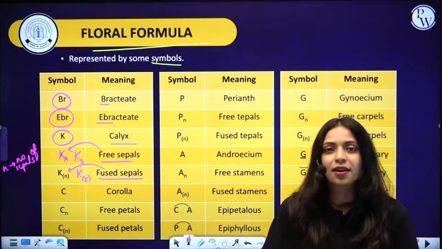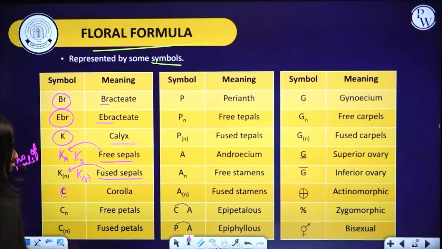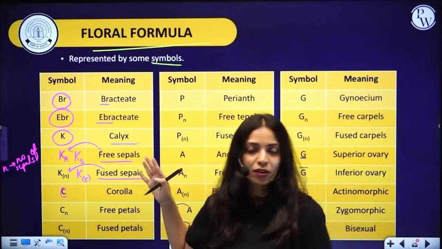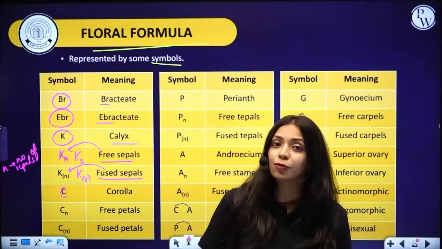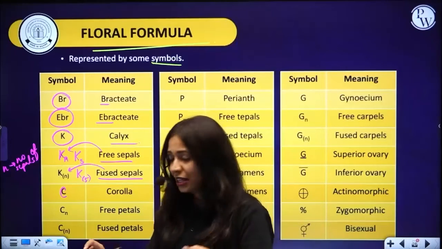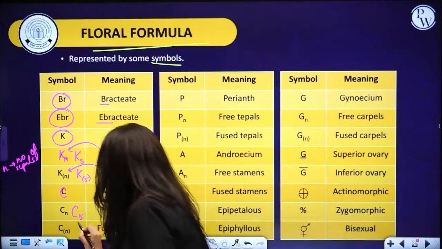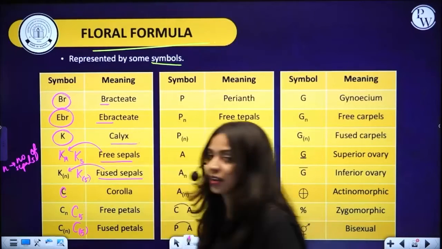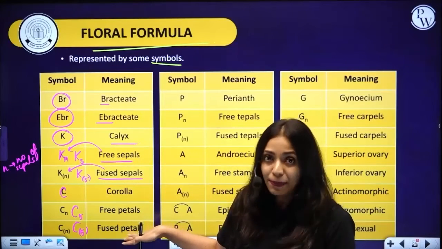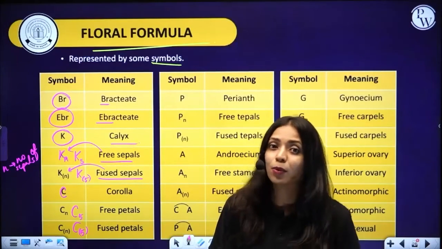That's about the calyx. Very similarly, for corolla, we use the letter C. Corolla includes petals, right? Again, you write a subscript for corolla as well, indicating the number of petals that are present in the flower. If a flower has 5 petals, and they're free, you will write C5. If the number of petals is 5 and they're fused, you write C5 within brackets. So this represents free petals or polypetalous condition. If you put it within brackets, it represents fused petals or gamopetalous condition.